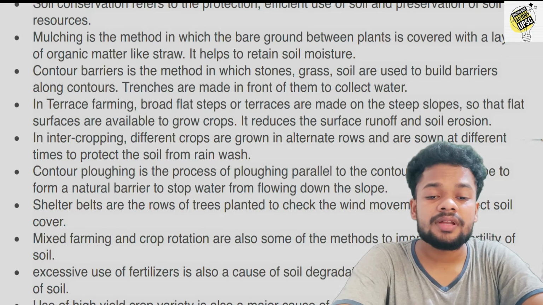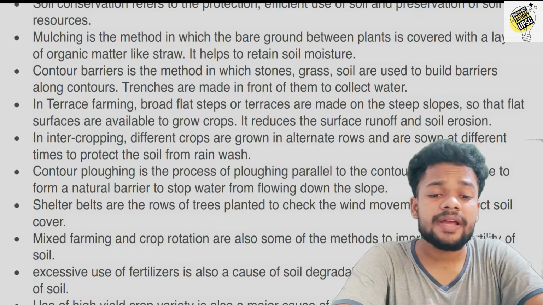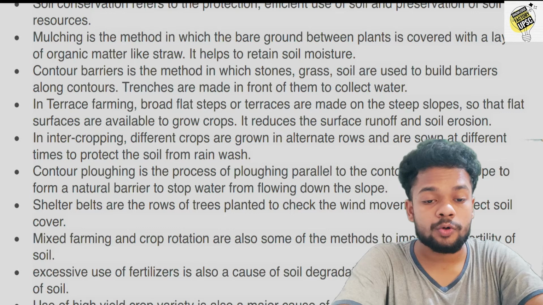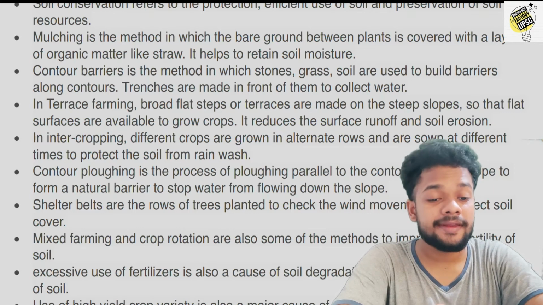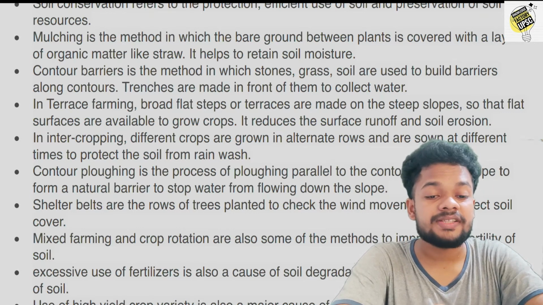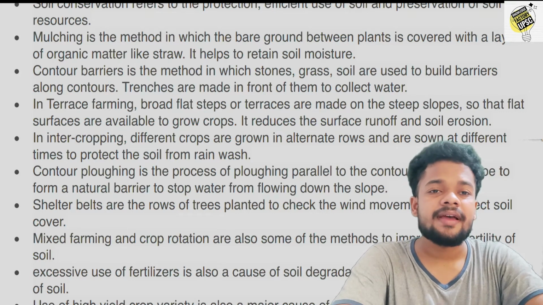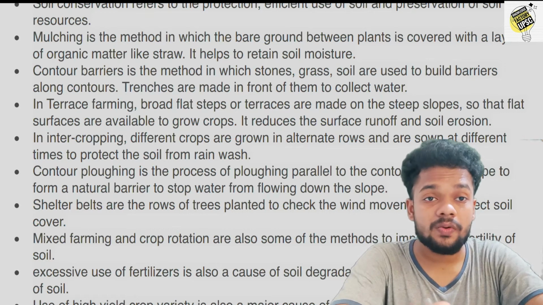Then we look into the next concept, that is contour barriers. Contour barriers is a method in which stone, grass and soil are used to build barriers along the contour. Trenches are made in front of them to collect water. So in those barriers the water is stored and thus the moisture of the soil is controlled.